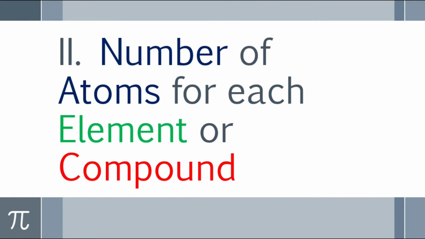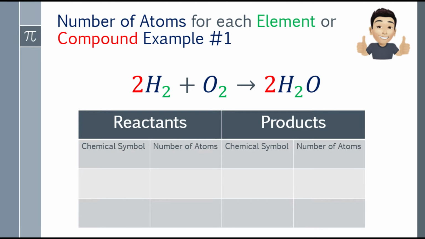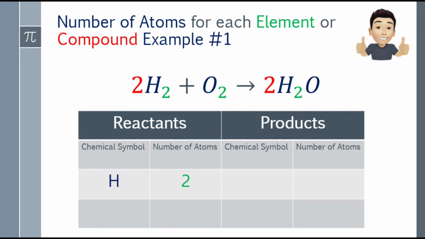Alright, so let's go to the next topic. Number of atoms for each element or compound. Now, to balance a chemical equation, we need to know the number of atoms din sa bawat element at compound. For example, itong equation na to, 2H2 plus O2 is equal to 2H2O. So, maganda pag gagawa tayo ng table for the reactants and products at yung chemical symbol and number of atoms nila. So, first one, we have the hydrogen.